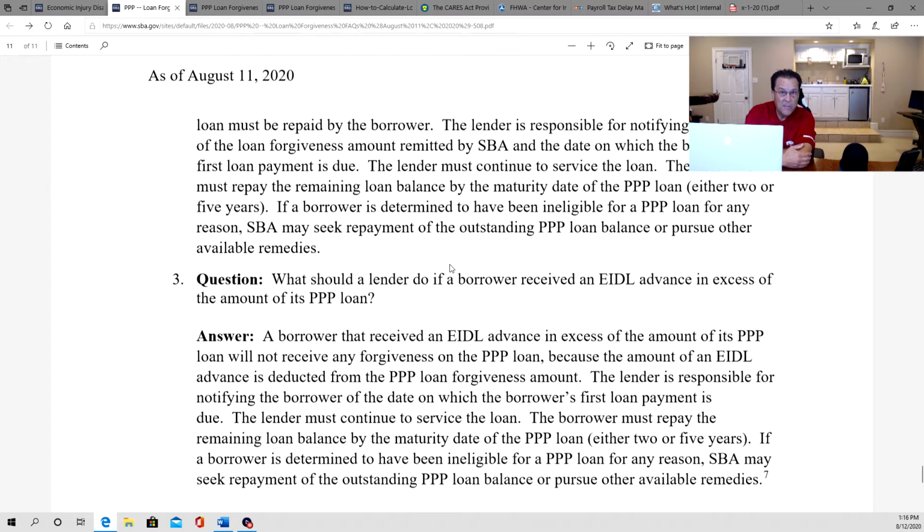If a borrower is determined to have been ineligible for a PPP loan for any reason, when you originally applied for a PPP loan, you had to certify on those forms, and that's what they're talking about right here. SBA may seek repayment of the outstanding PPP loan balance or pursue other available remedies. When you did that second page of the certification, when you actually submitted your application to the bank on the PPP loan, there were those certifications you made. So that's what they're talking about. The remedies were they can come after you to find that.